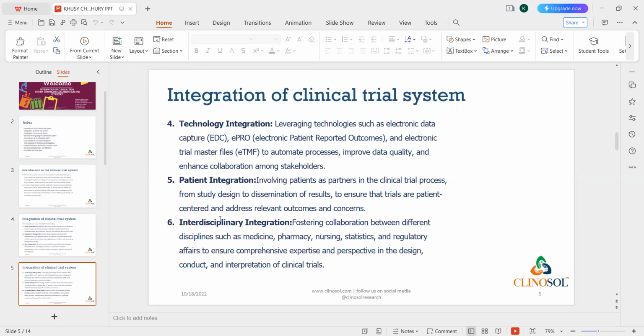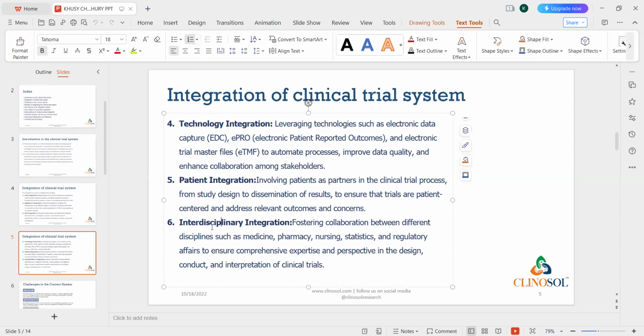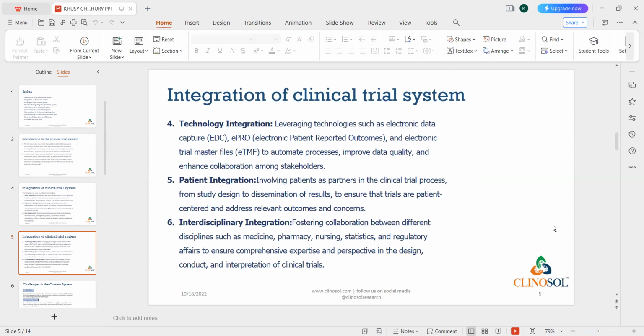Technology integration: leveraging technologies such as electronic data capture, ePRO, and electronic trial master file to automate process, improve data quality, and enhance collaboration amongst stakeholders. Patient integration: involving patient as a partner in clinical trial process from study design to dissemination of result to ensure that trials are patient-centered and address relevant outcome and concern.